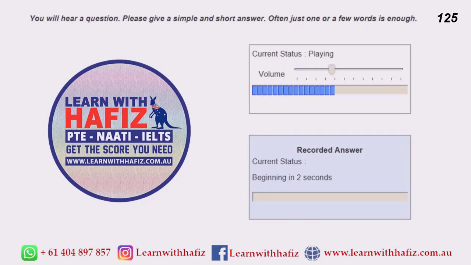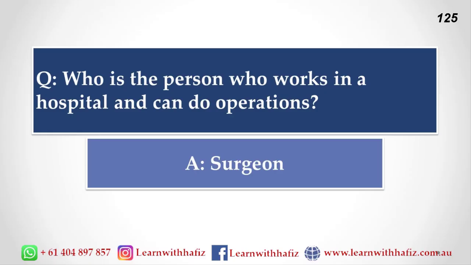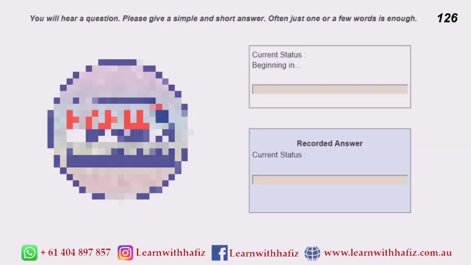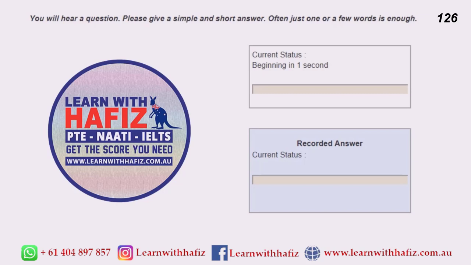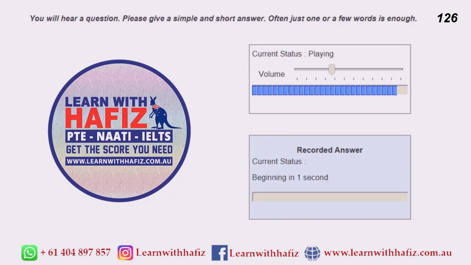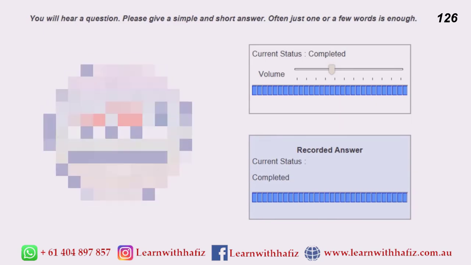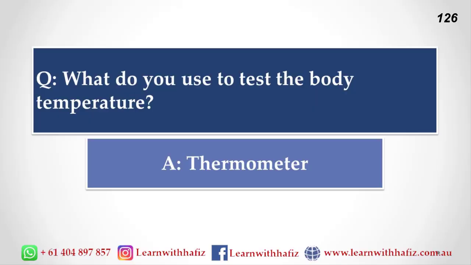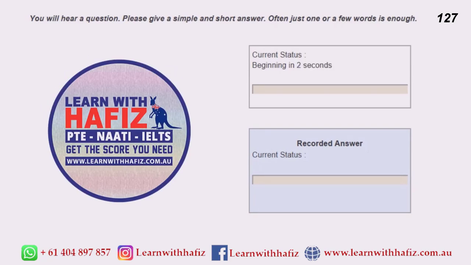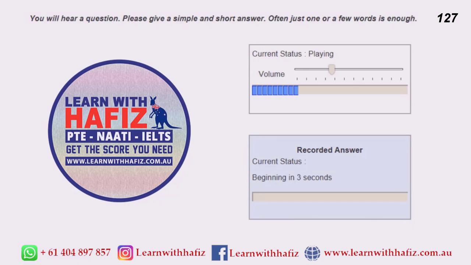Who is the person who works in a hospital and can do operations? Correct answer is. What do you use to test the body temperature? Correct answer is. Which of the following sports is more dangerous, parachuting or long distance running?